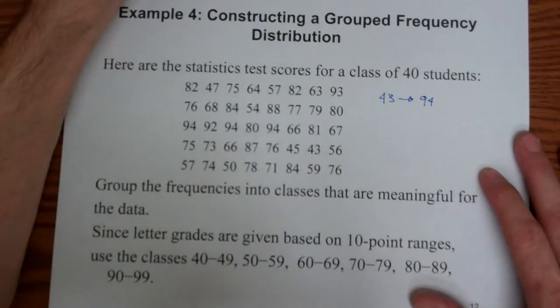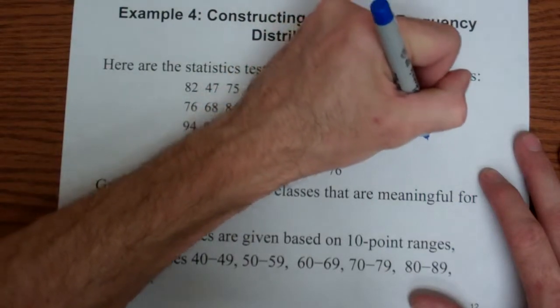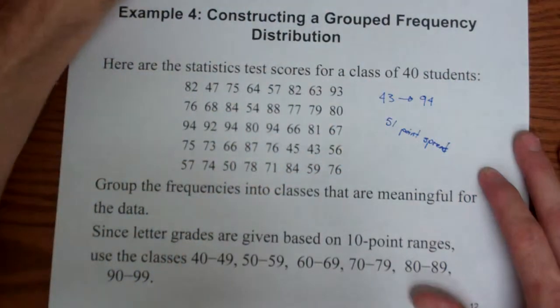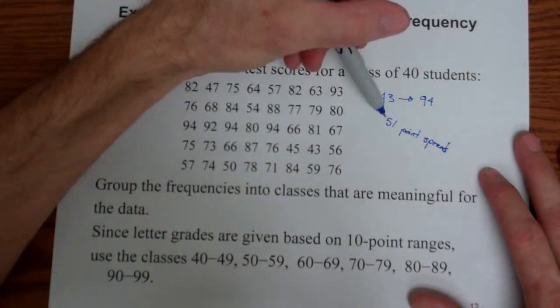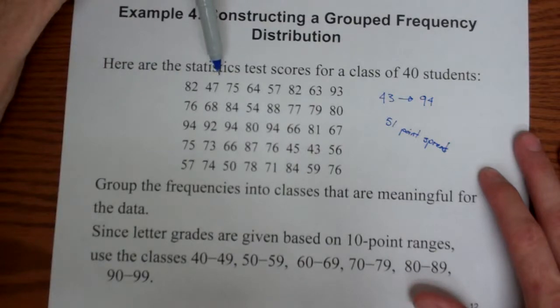So basically that's a 51 point spread. Okay, 51 points. Now I don't want to have 51 individual values here, and especially because some of them aren't even going to be represented. Okay, not every 40 score is going to be represented, not every 90 score is going to be represented.